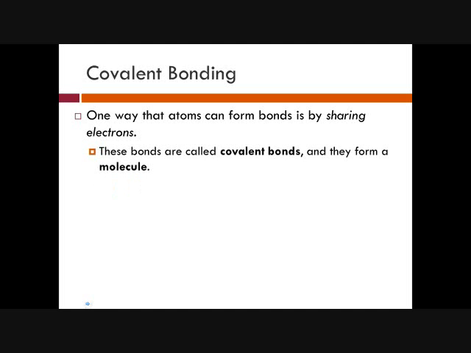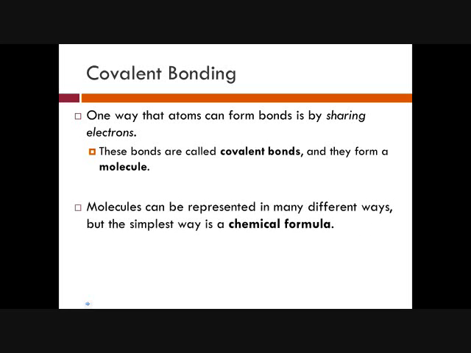Sharing is caring. These bonds are called covalent bonds, and they form molecules. Molecular compounds are sometimes called covalent compounds in our book. Molecules can be represented in many different ways, but the simplest way is a chemical formula. This involves the elements' symbols and the relative numbers of atoms.